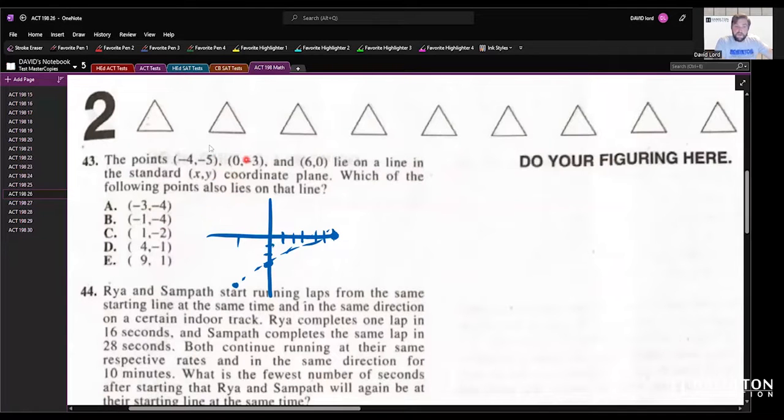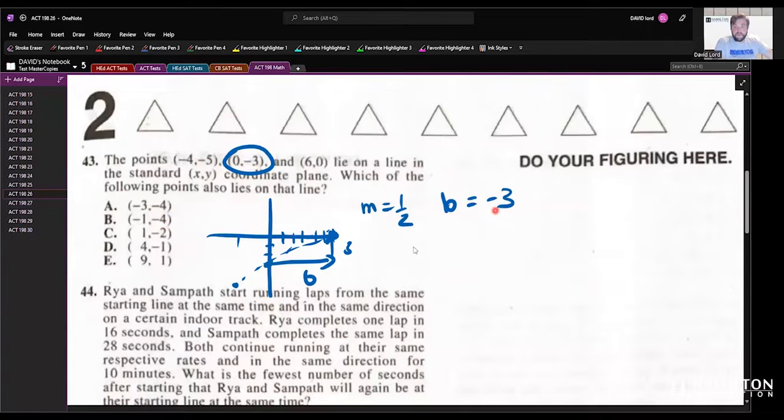So one thing I noticed, though, is that the slope of these two points is it goes over 6 up 3. So it means the slope is equal to half. And because they gave us the y-intercept, that means we already know b is -3. So let's write our equation, y equals half x minus 3.